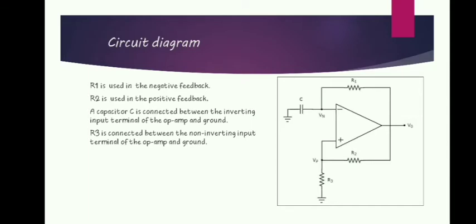Similarly, R2, which is connected between non-inverting input terminal and its output, will be used in the positive feedback path. Next, the capacitor. It is connected between the inverting input terminal and ground. So, the voltage across the capacitor will be the input voltage at the inverting terminal. Similarly, R3, which is connected between non-inverting input terminal and ground. So, the voltage across resistor R3 will be the input voltage at the non-inverting terminal.